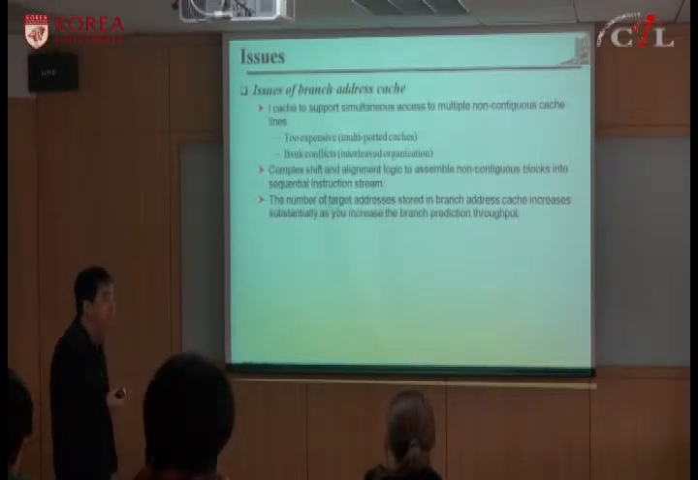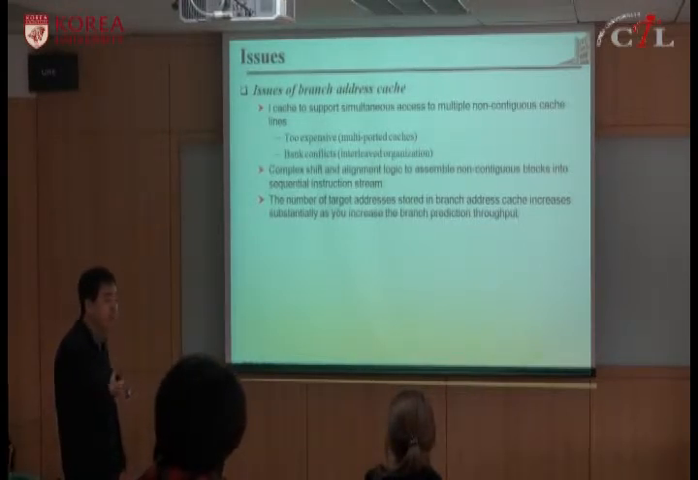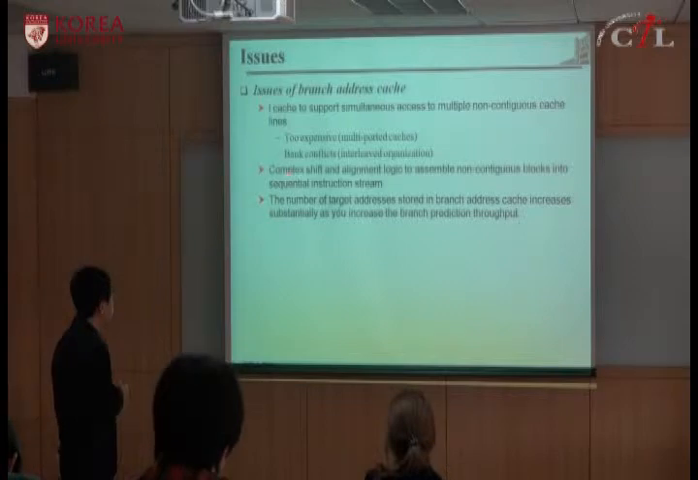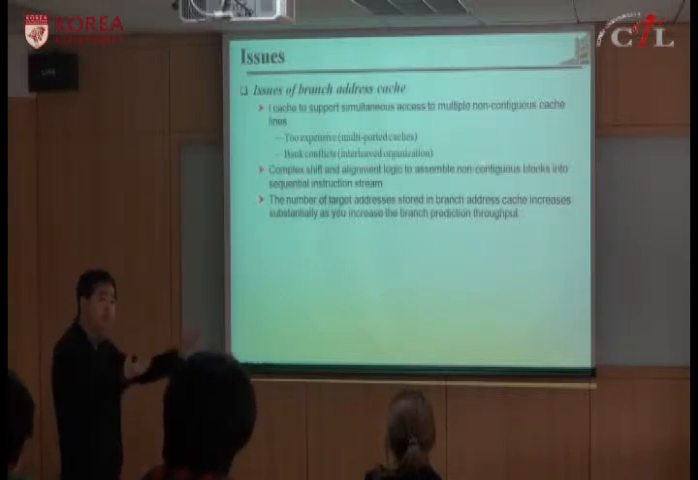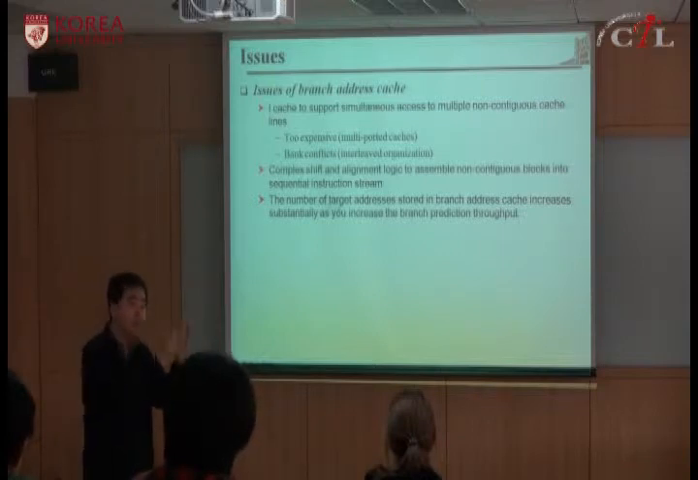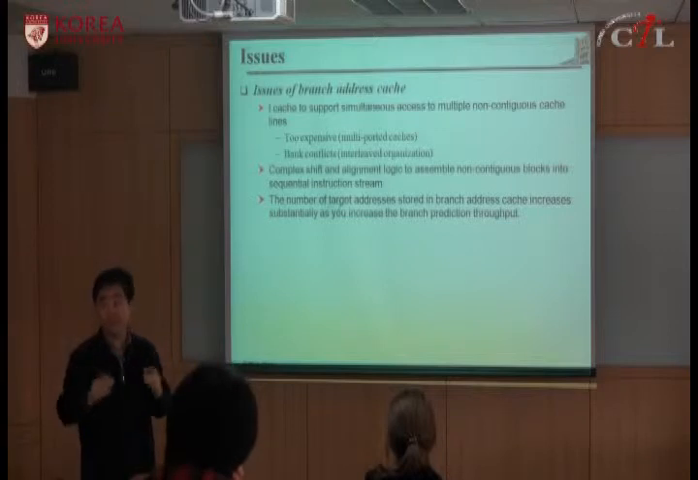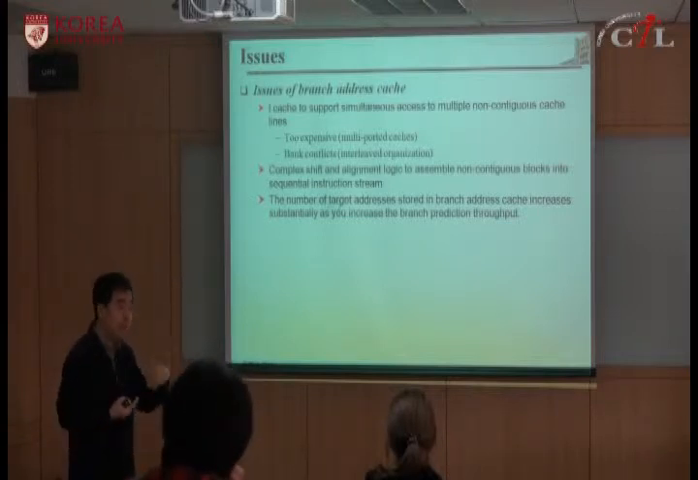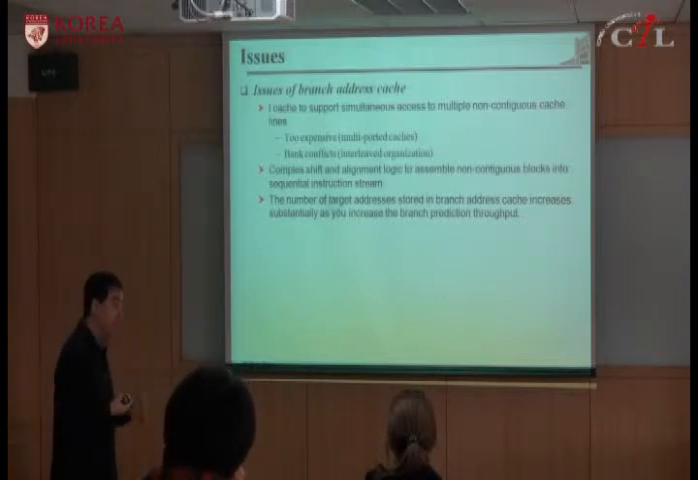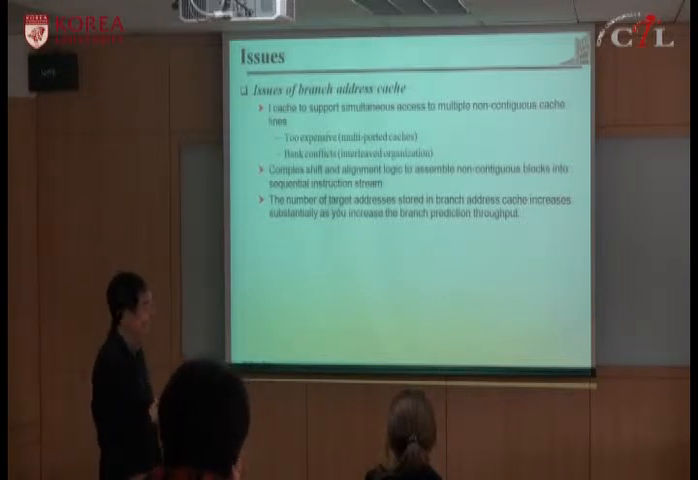And even if you have a branch address cache with multiple branch prediction, you need this complex shift and alignment logic, because you fetch multiple cache blocks, you extract the basic block from each cache block, and you have to align them every cycle, which will take time and increase your cache access time.